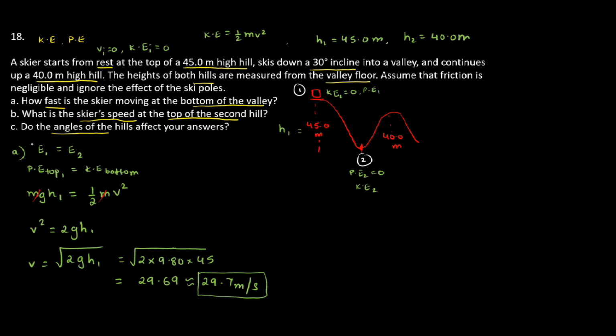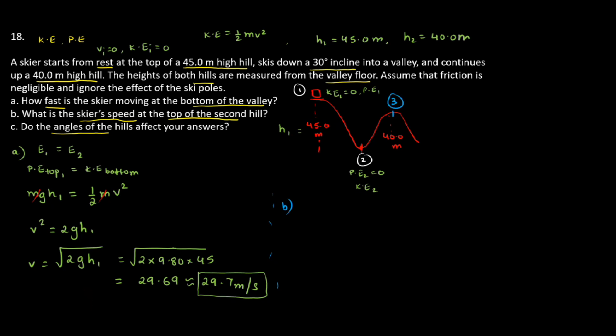The second part of the question is asking, what is the skier's speed at the top of the second hill? So we will use a similar analysis. In part B, I'm going to use the same thing. This is the top of the second hill. I will call this point 3.